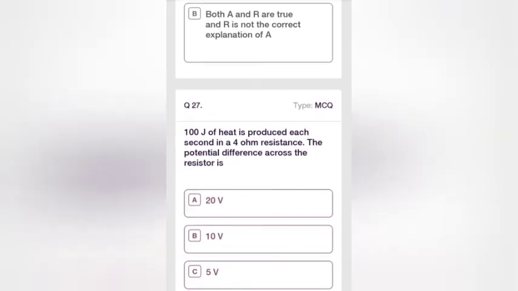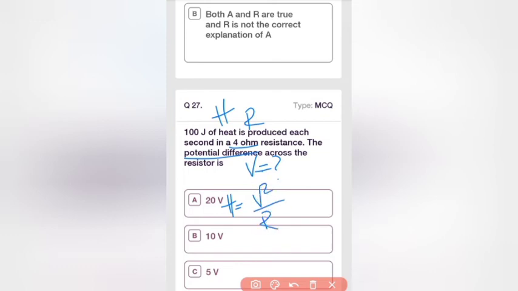100 joule of heat is produced each second in a 4 ohm resistance. The potential difference across the resistor would be? So here they are asking you to find the potential difference, whereas the heat is given, okay, and the resistance R is given. So we need to use the formula H is equal to V square divided by R into T. Time is given as 1 second. So we can substitute that and find out the value of V. So cross multiply this, we get V square is equal to H into R divided by T.